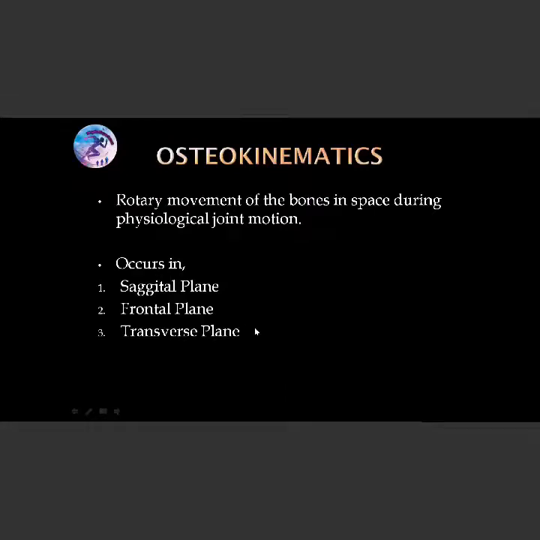So basically, there are two motions going on in the body, which are the basic two concepts of range of motion. First is osteokinematics. Now let's see what it consists of. It is a rotatory movement of the bones in space during physiological joint movements. It will occur in three planes, that is the sagittal, frontal, and transverse planes.